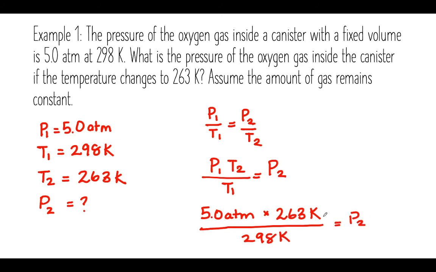Reminder that for temperature, you need the temperature to be in Kelvin. So if this was in degrees Celsius, you have to first convert it to Kelvin, then plug the numbers into my formula. Now the Kelvins cancel out. And when I plug these numbers into a calculator, I'm going to end up with 4.4 atm. Why is it atm? Because that's the only unit left over. And it's two significant digits because if I take a look at all my numbers, 5.0 has the least number of significant digits, and that is 2.